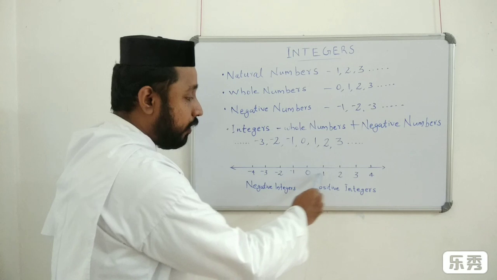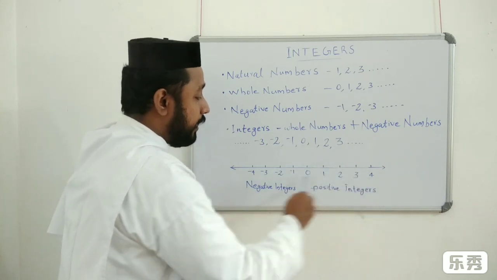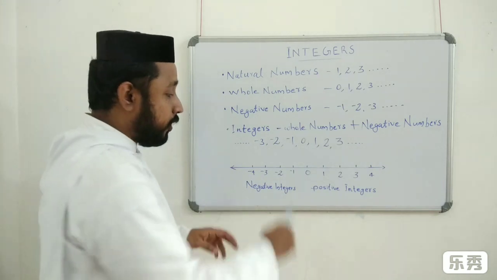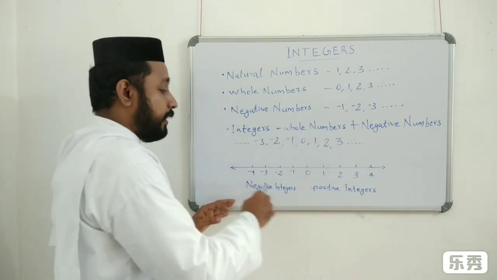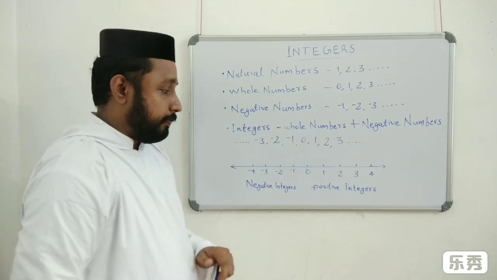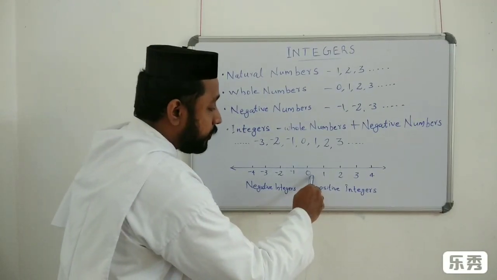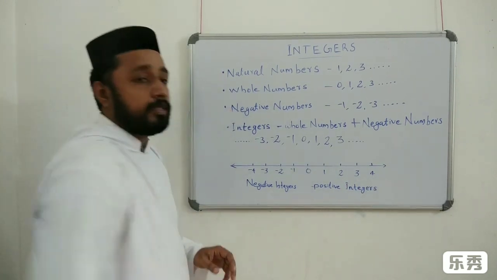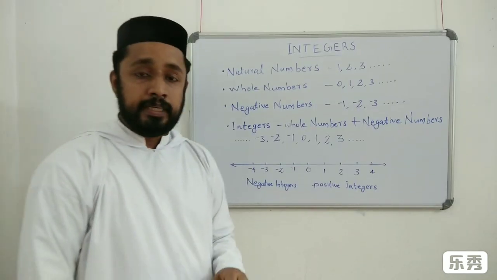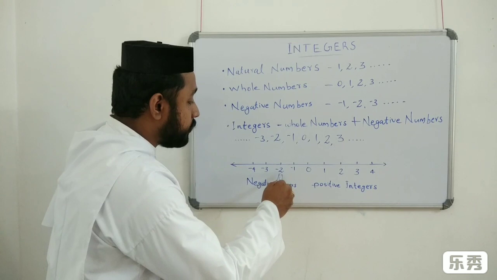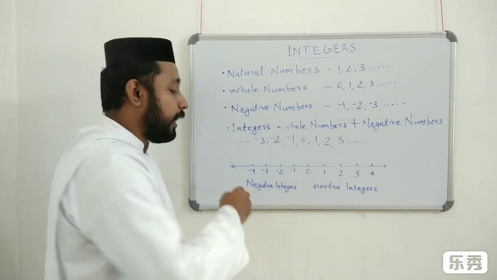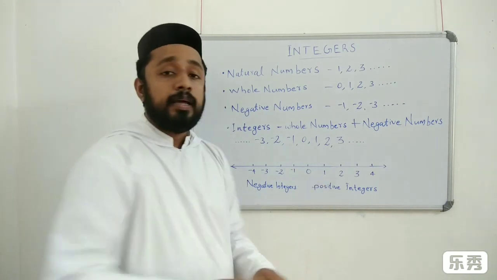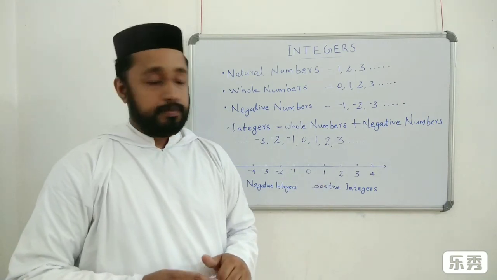Let us represent integers on a number line. Here 0, 1, 2, 3, 4, etc., and minus 1, minus 2, minus 3, minus 4, etc. These numbers 1, 2, 3, 4 are called positive integers, and minus 1, minus 2, minus 3, minus 4, etc. are called negative integers. 0 is neither positive nor negative.